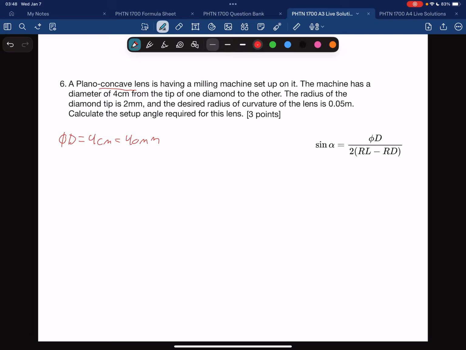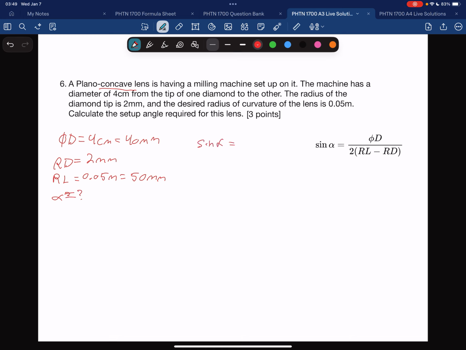From the tip of one diamond to another, the radius of the diamond tip is 2 millimeters, and the desired radius of the curvature of the lens is 0.05 meters or 50 millimeters. And again, we are asked for the setup angle alpha.